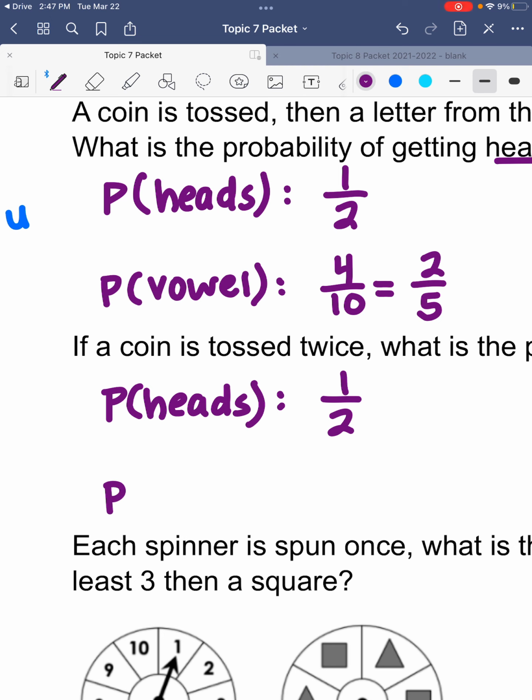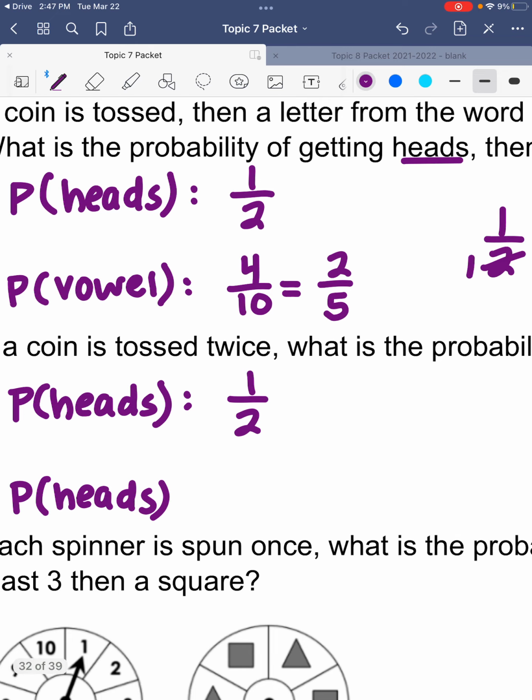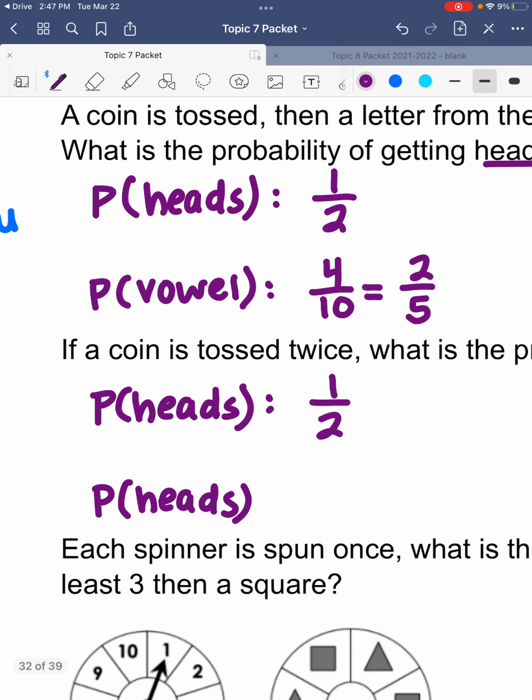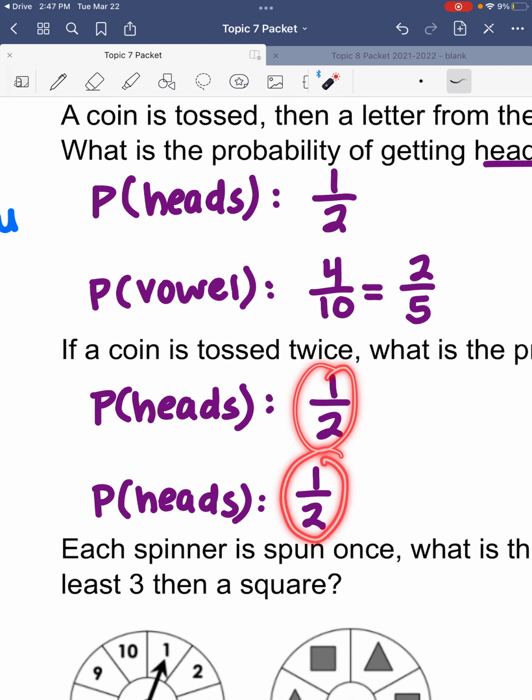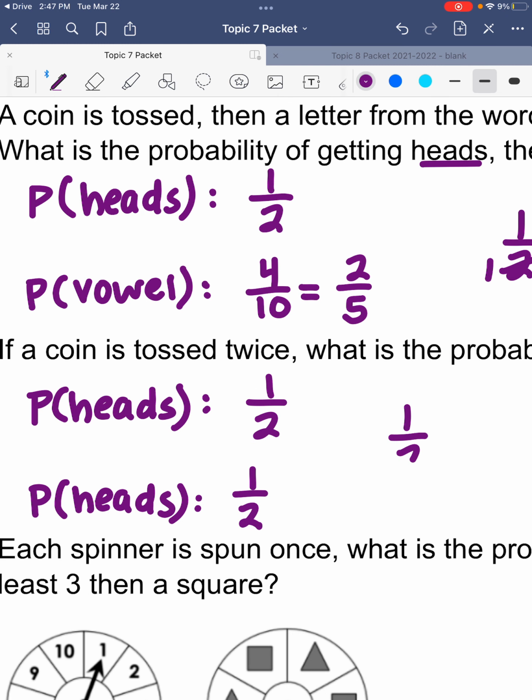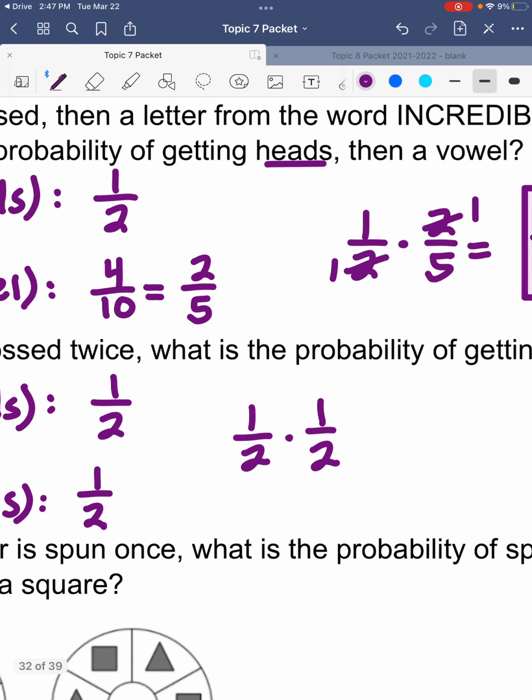Our second event is tossing a coin and getting heads, right? Because it said getting heads both times, okay? So my probability of getting heads for the second toss is the exact same. So now I'm just going to take these 2 fractions and multiply them together. So we have 1/2 times 1/2. Well, does anything reduce? Nope, nothing reduces, so I'm just going to multiply across, starting with my top numbers. 1 times 1 is 1, and now moving on to my denominators on the bottom, 2 times 2 is 4. So the probability of both events happening is 1/4.